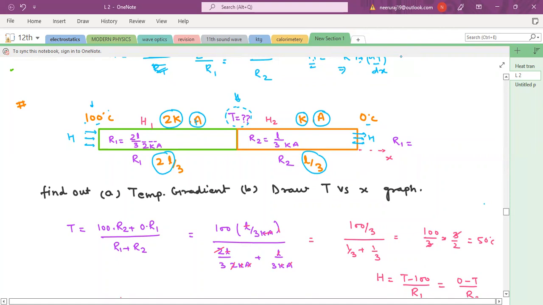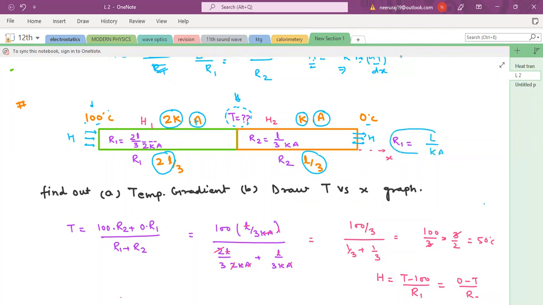R क्या होता है बच्चों? R होता है L by KA. If you remember for a rod, this is R. R is nothing but L by KA. So for first rod, R1 equals to its length. Its length is 2L by 3 by K. K is 2K by K.